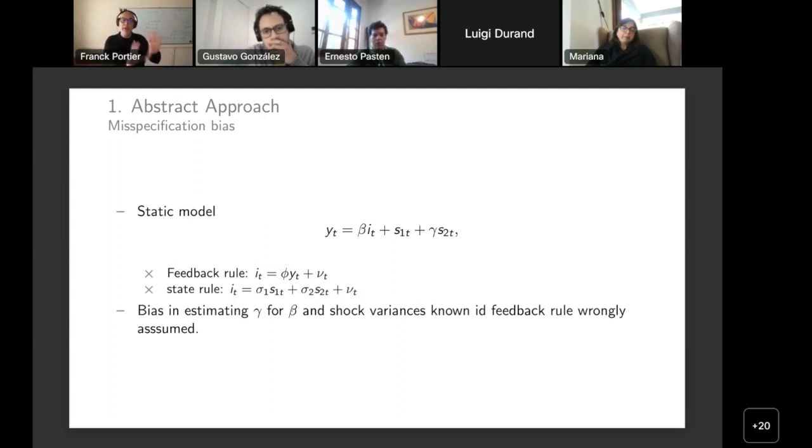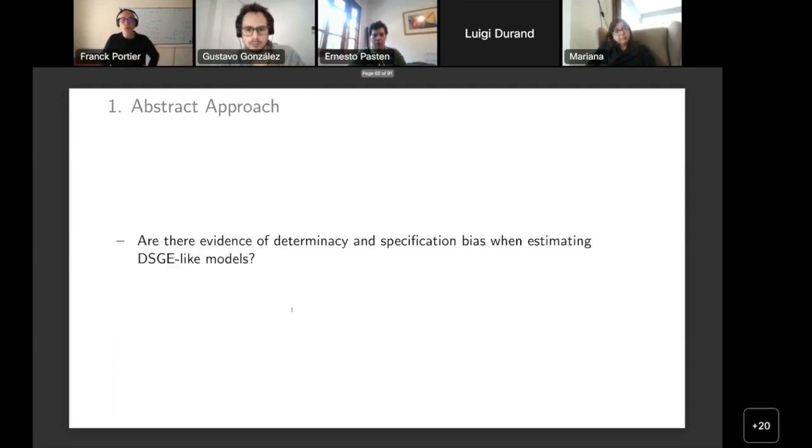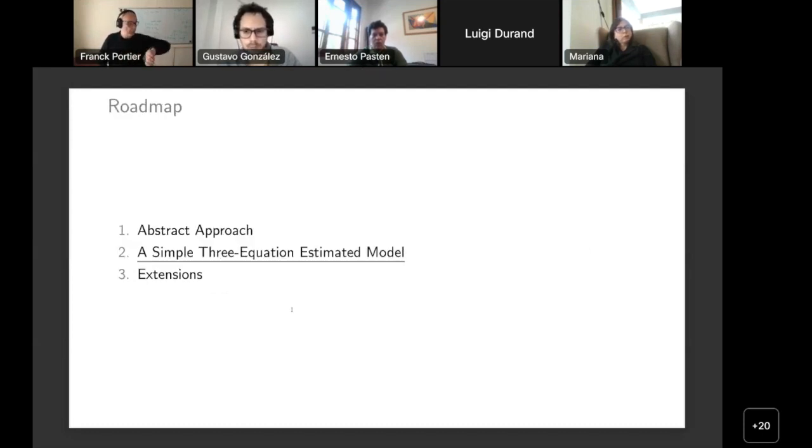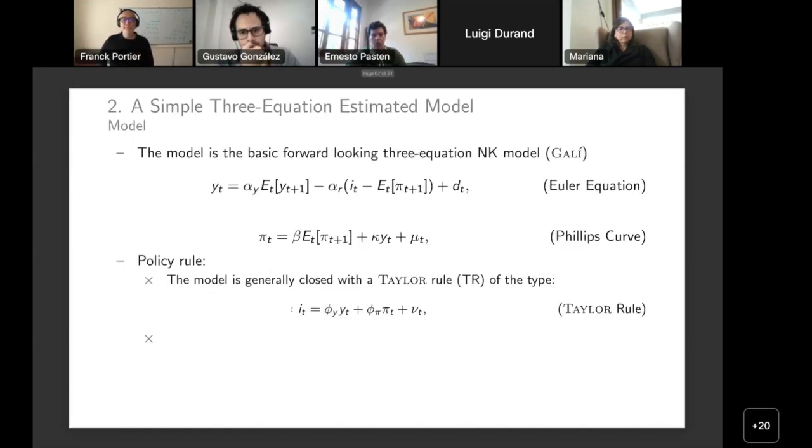Okay. So I've set the scene. I have those two problems, and I can quickly show you whether we find evidence of them in the data. Here I can go faster. I guess I have something like 5 minutes, or maybe I'll take 6.